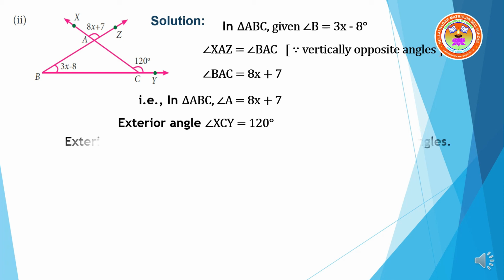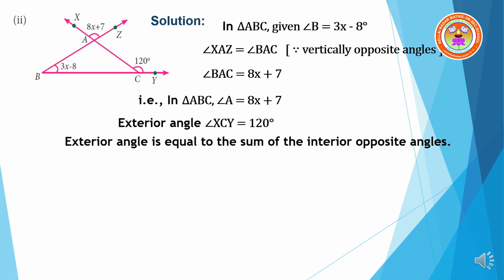Now, using the property exterior angle is equal to the sum of the interior opposite angles, we can write angle A plus angle B is equal to 120 degrees. Now, in the place of angle A and B, we substitute the given values. So, angle A is 8x plus 7 and angle B is 3x minus 8 degrees. So, adding both will be equal to 120 degrees.